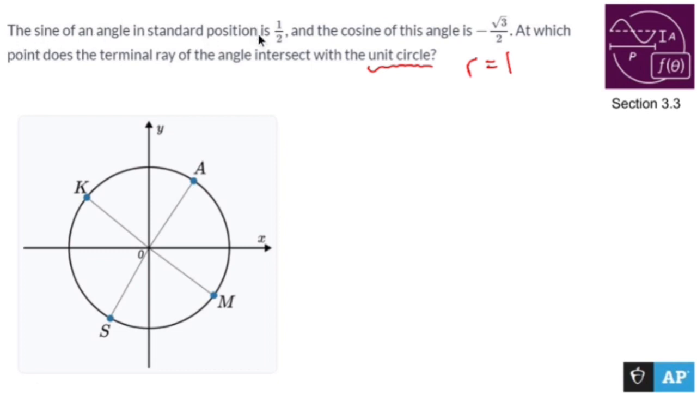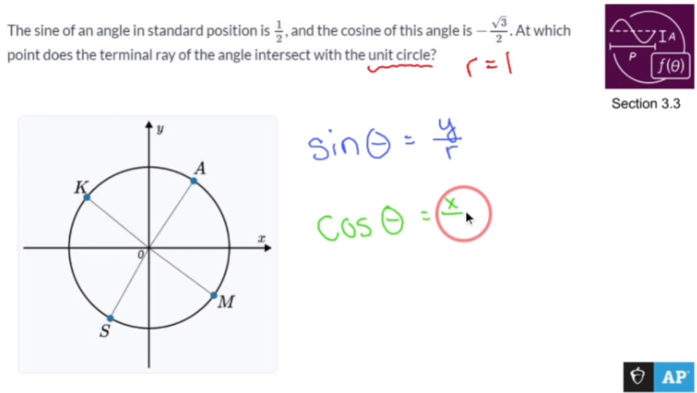Well, it talks about sine and it talks about cosine. And in AP Precalculus, when we talk about the sine of an angle, which I'll just call theta, sine of theta is going to be the y coordinate over r. Also, the cosine is going to be x over r, like so. Now, why is that important? Well, sine theta is 1/2.